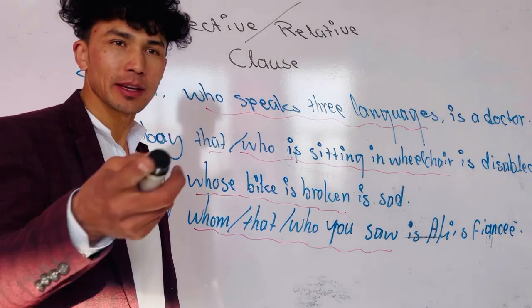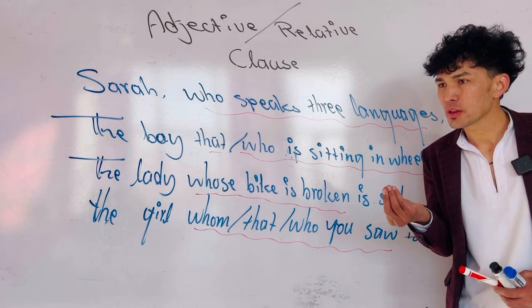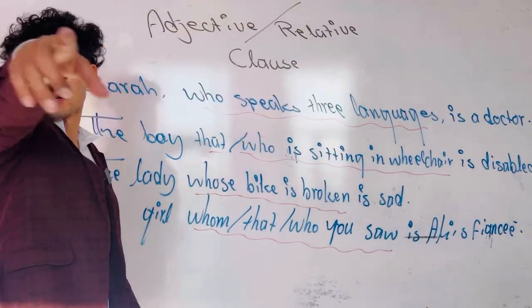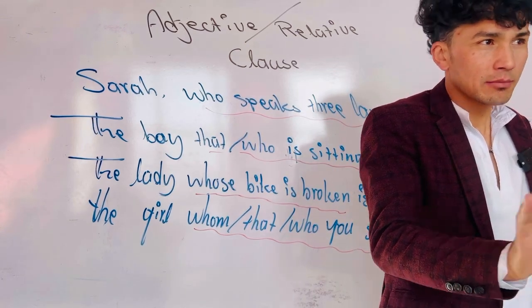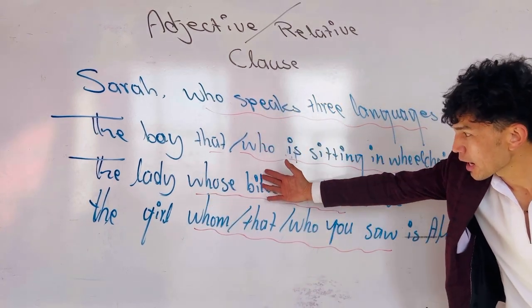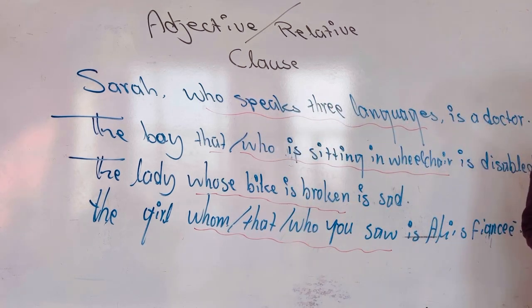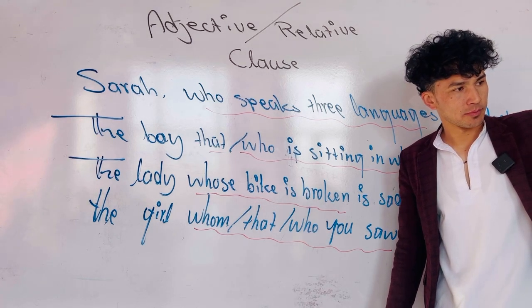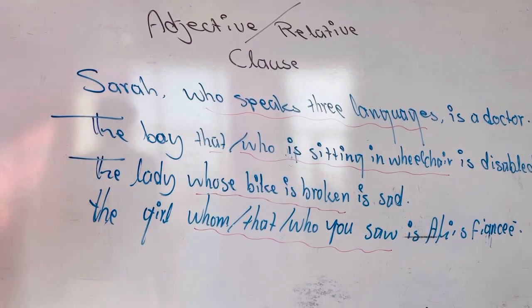Anybody else? The girl that invites you to the party is crazy. Well done. Relative pronouns. Look. The person who you talk about is my friend. Exactly. The person who you talk about is my friend.